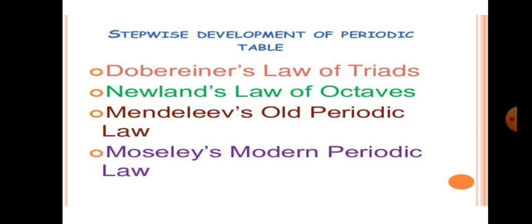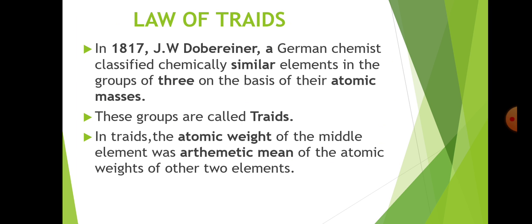The stepwise development of the periodic table: the first one is Dobereiner's law of triads, then Newlands' law of octaves, Mendeleev's old periodic table, and Moseley's modern periodic table. We discuss these contributions one by one. First, the law of triads, given by Dobereiner in 1817. J.W. Dobereiner, a German chemist, classified chemically similar elements in groups of 3 on the basis of their atomic masses.